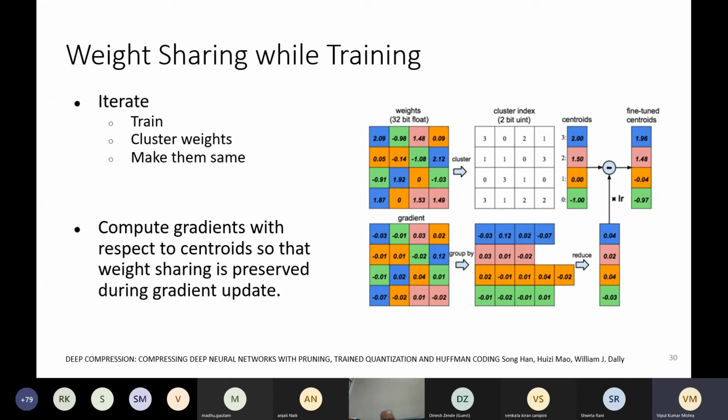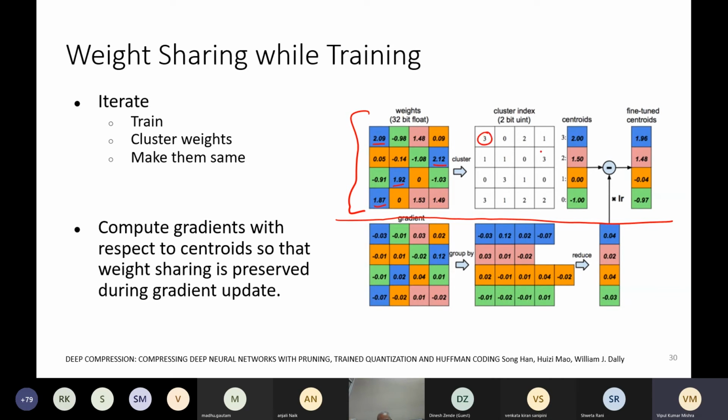So let's look into this diagram first. Suppose we have these weights, right? I'm talking about the upper half of this particular diagram. So we have these weights, and what we have done is performed clustering over there. Each of these, like 2.09, 1.92, 1.87, 2.12, belong to one cluster.